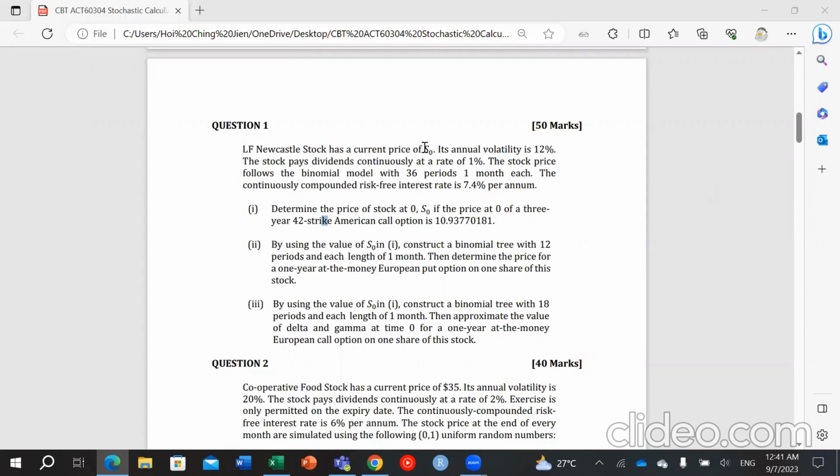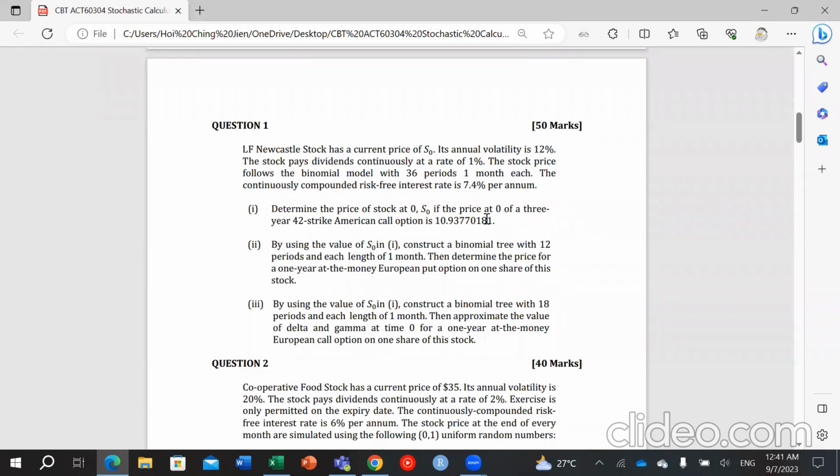So for question 1, we are given the stock with a current price of S0, sigma is 12%, delta is 1%, and the stock price follows a binomial model with 36 periods, 1 month each, which means we need to convert 3 years, and the R value is 7.4%. For question 1i, we need to determine the price of the stock at 0, which is S0.